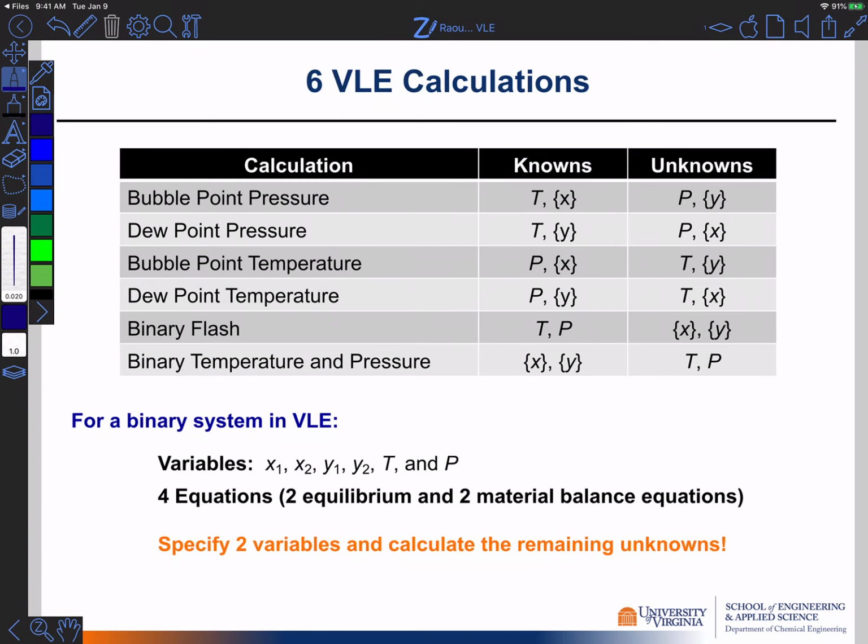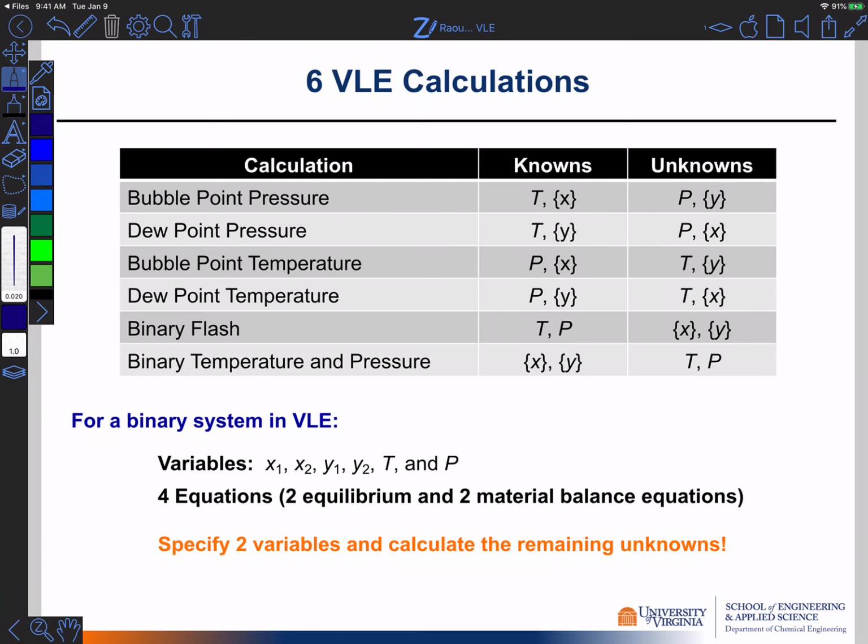temperature T. Now, the brackets that I'm using here on the slide are just meant to indicate that all of the mole fractions in that particular phase are specified. So in the bubble point pressure calculation, we need to know the temperature, and we need to know all of the mole fractions in the liquid phase. And with that information, we can calculate the pressure and the mole fractions of all the components in the vapor phase in that initial bubble that forms as we go into vapor-liquid equilibrium.